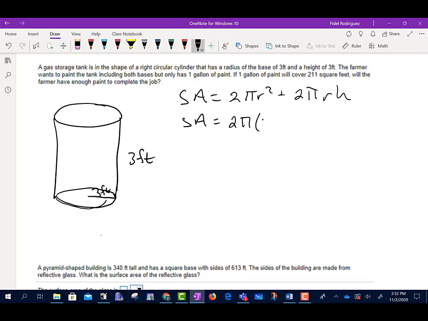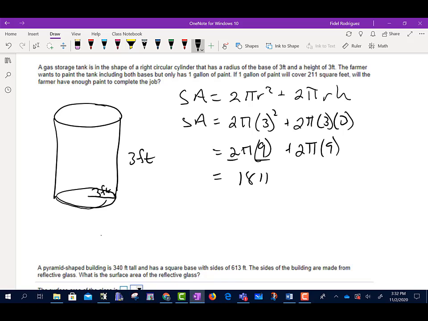So 2 pi, my radius is 3 squared. My height is also 3. So 2 pi, 3 squared is 9. Plus 2 pi, this is also 9. So 2 times 9, this is 18 pi. Plus another 18 pi. So 18 and 18 is 36 pi, and my units are in feet, so this is feet squared.